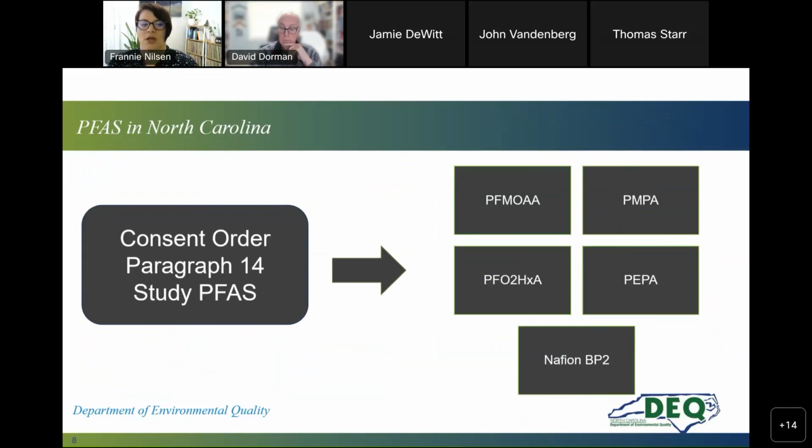And so it is a naphthalene byproduct 2, and not all of the naphthalene byproducts, but it is one of the few that we know about. And then also PFMOAA, which you might remember from some conversations in our June meeting, followed by PMPA, PPA, and PFO2HXA.